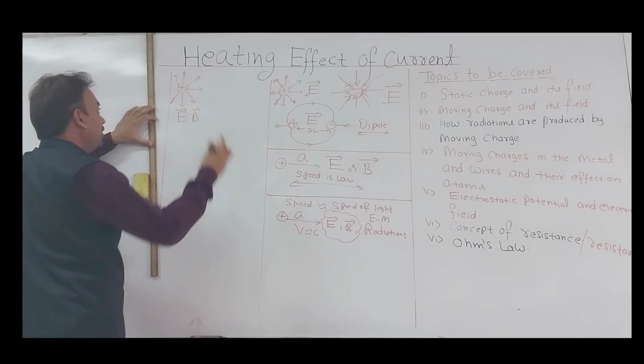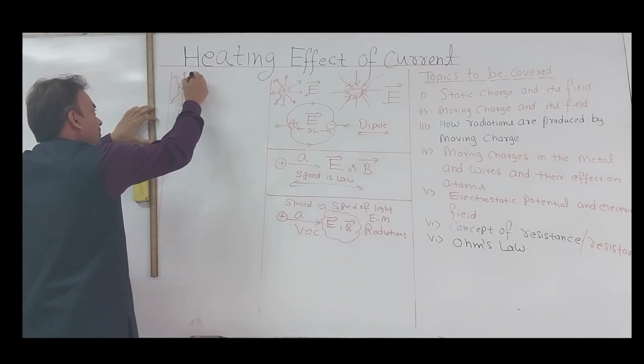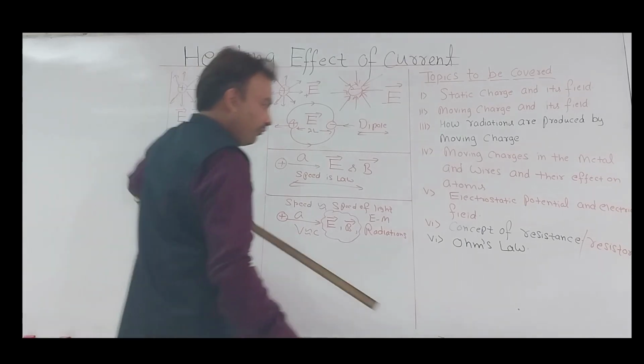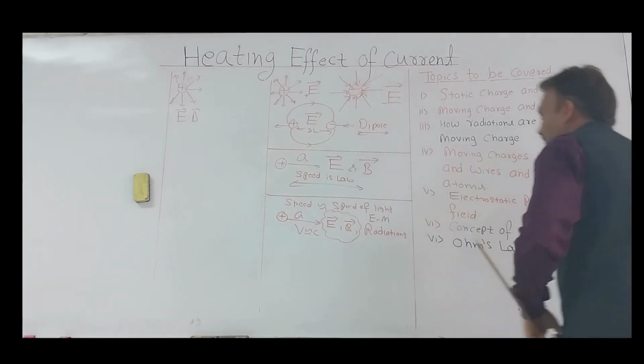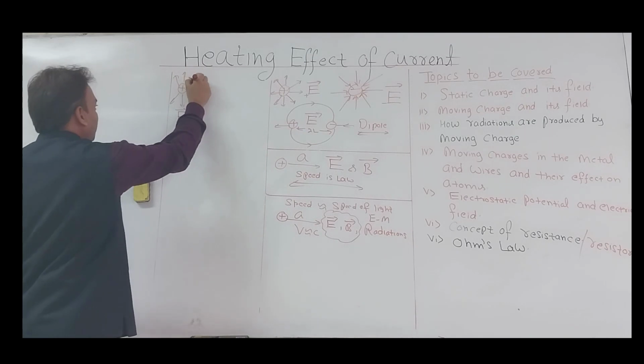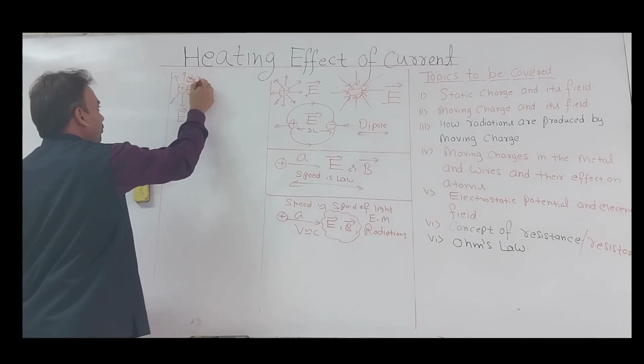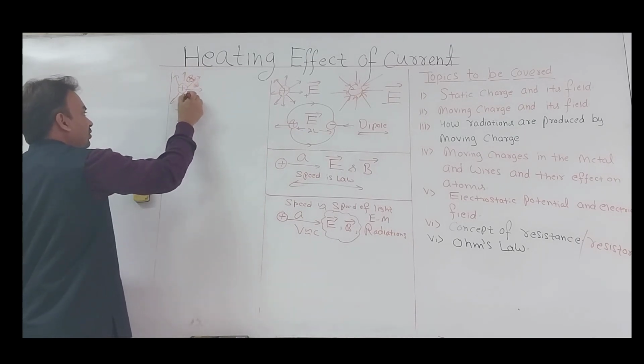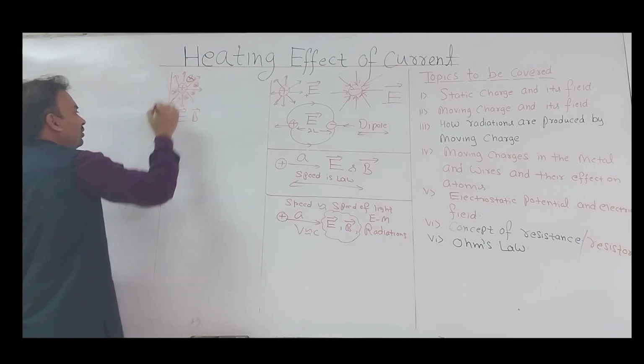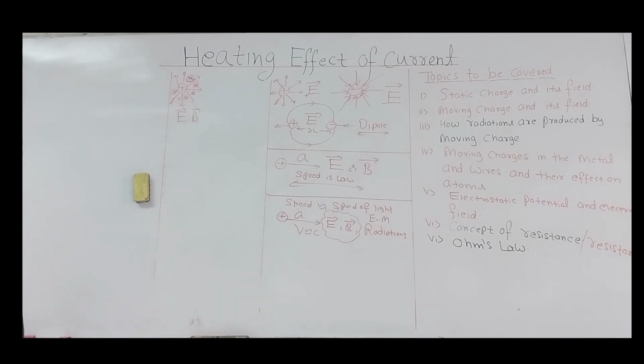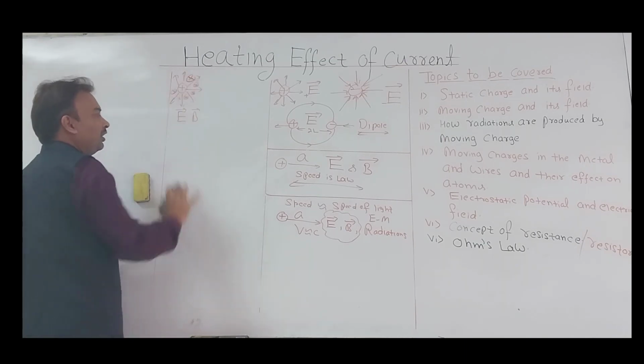So let me show the magnetic field also. Suppose this is the magnetic field. I will show the magnetic field by the cross. Okay, because the magnetic field is perpendicular to the electric field, right? Electric field and magnetic field both are there and the charge is moving, so the fields are moving.